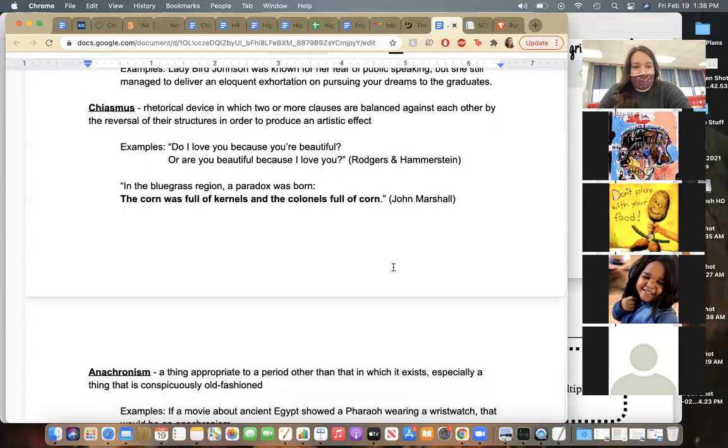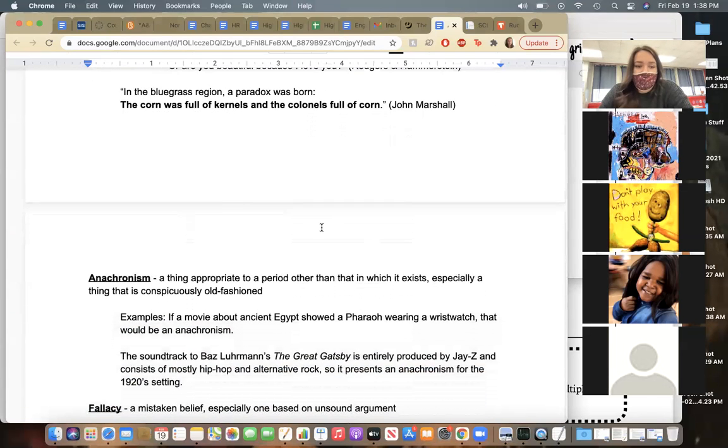And then I found this one as well. In the bluegrass region, a paradox was born. The corn was full of kernels, and the kernels full of corn, which I think is kind of funny. Different kind of kernel, but.